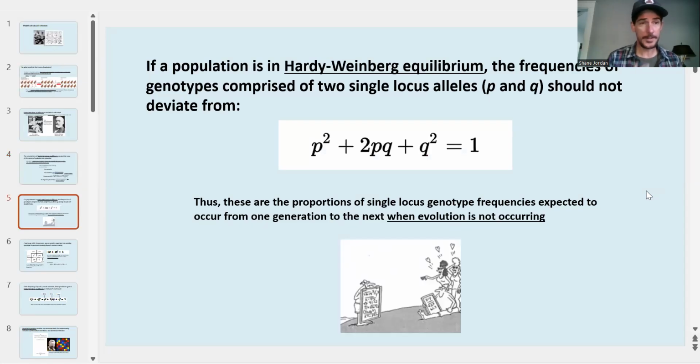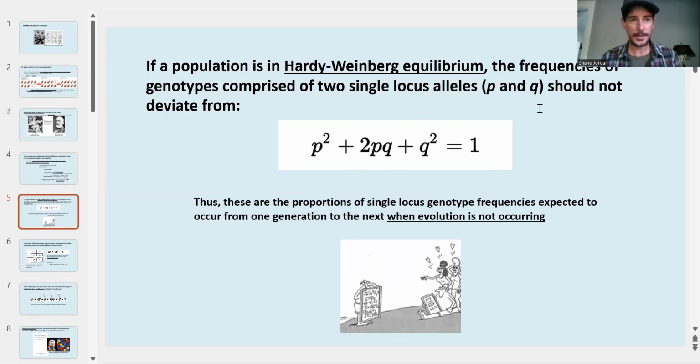Essentially, the major mathematical assessment of this is that if a population is in Hardy-Weinberg equilibrium, the frequencies of genotypes, which are comprised of two single locus alleles, should not deviate from this particular equation that is shown here. And when we're talking about these two single locus alleles, in the context of Hardy-Weinberg equilibrium, they are referred to as P and Q.